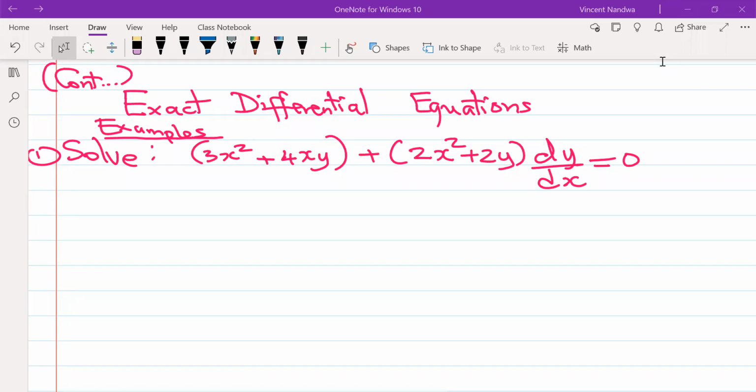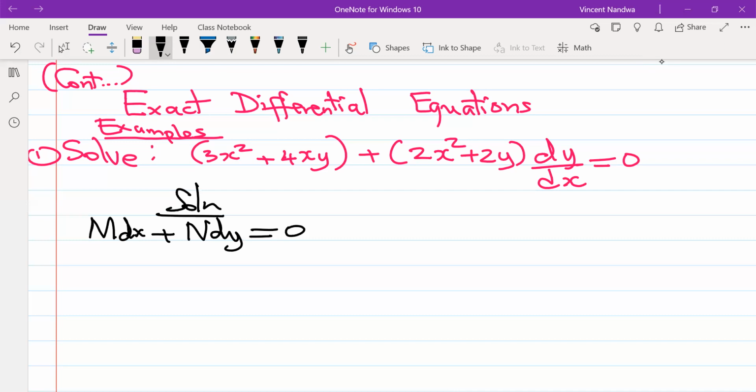We'll give more examples on solving exact differential equations. So the first problem in this session is to solve (3x² + 4xy) + (2x² + 2y) dy/dx = 0. Now the first step is to arrange the equation in the form M dx + N dy = 0.